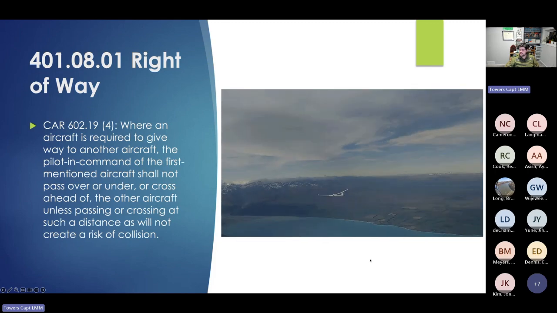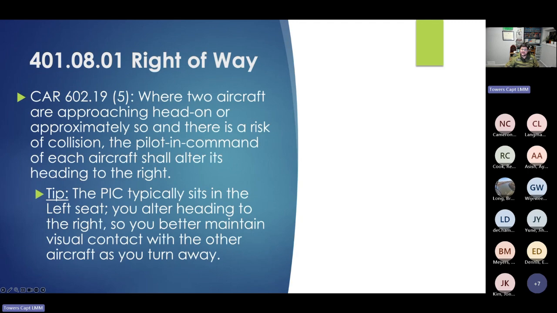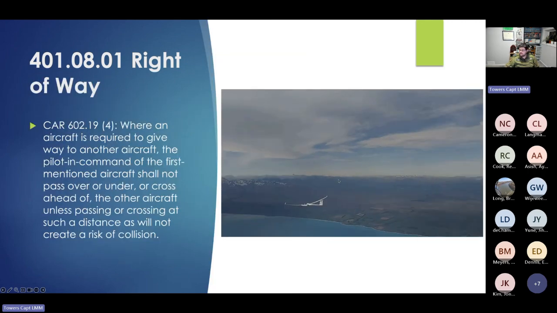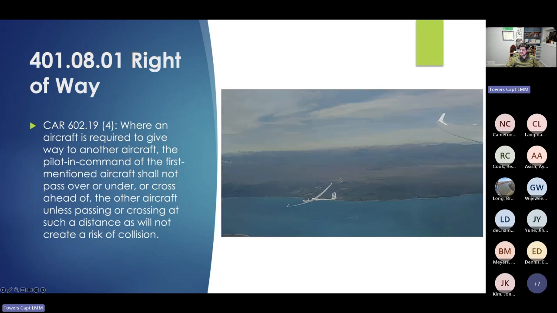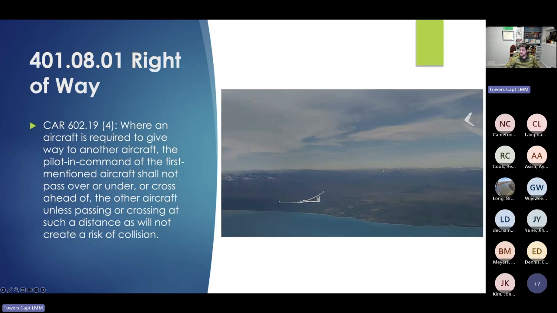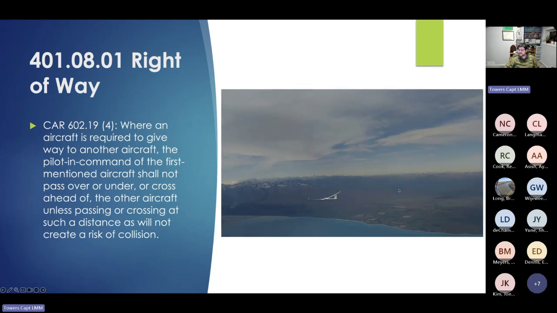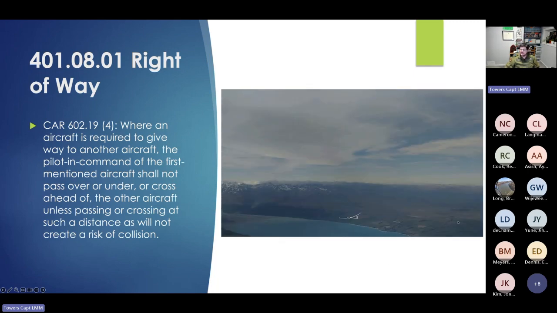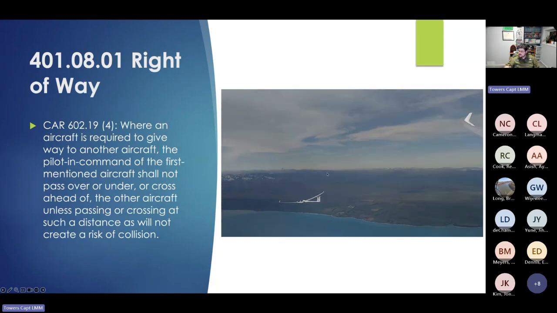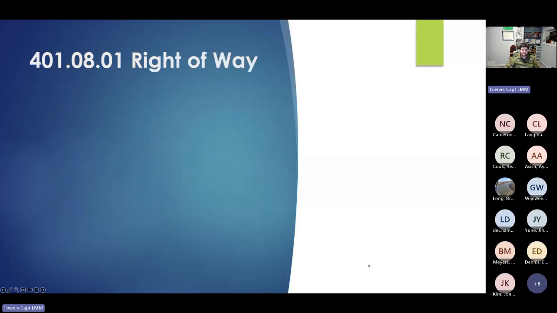So basically, you really shouldn't have let yourself get this close in the first place. But if you are ever in that situation, just don't hit the other plane is the key thing. Normally, you would see them much earlier and you would alter your heading to the right to avoid them.